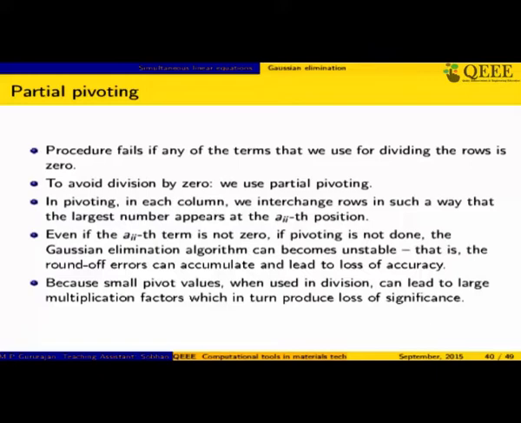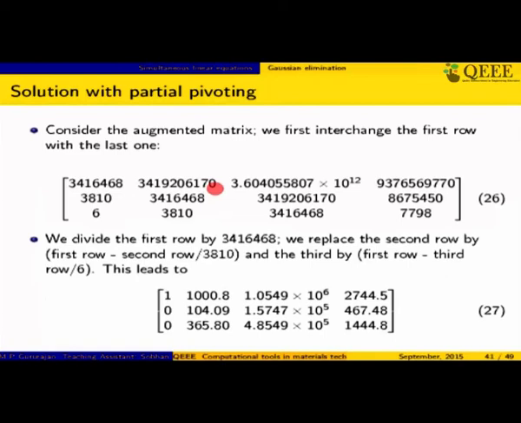You know, we have a matrix in which the A_i are not 0, but it is still better to do it because it will lead to much better accuracy of the solution. Okay, so here is how we do the solution with partial pivoting. You can see that I have interchanged the first row with the last row. So 63810 has come down and this number has gone there.